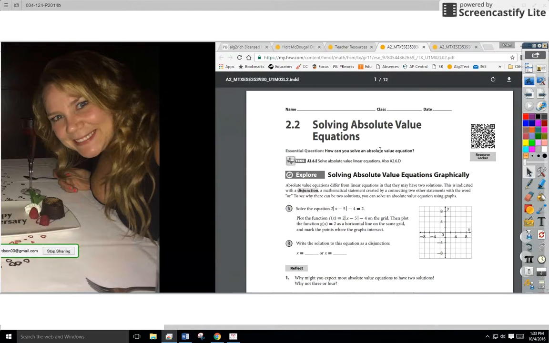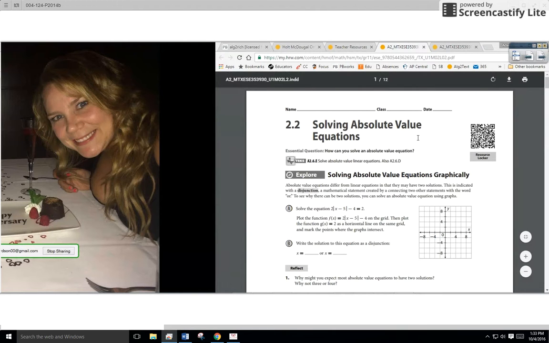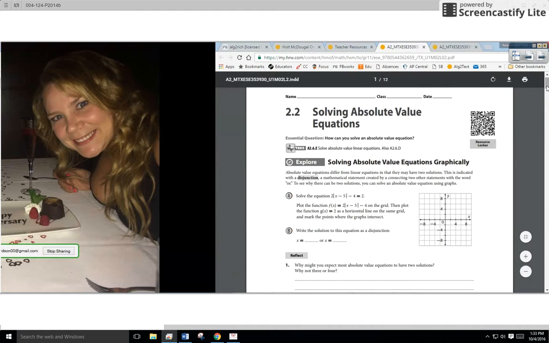Okay, so solving absolute value equations, what we're trying to do is very direct: solve absolute value linear equations. That's from the first page of this section. And we are going to solve this first using a graphing method, okay?